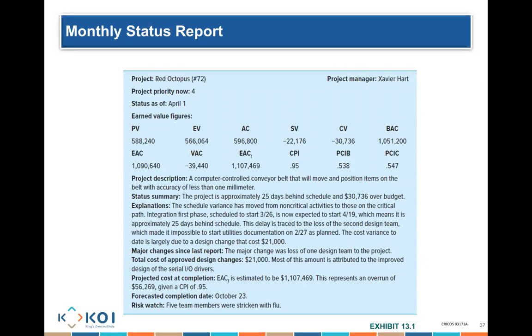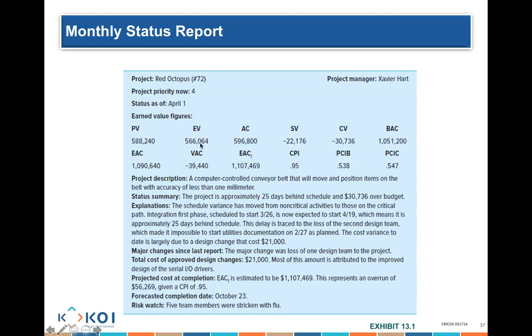How much is my project? CPI tells us what? We are under cost? CPI is under 1, 0.95. Under 1 means what? No, it means I am over budget. It means the same thing. Anything under 1 is over budget.